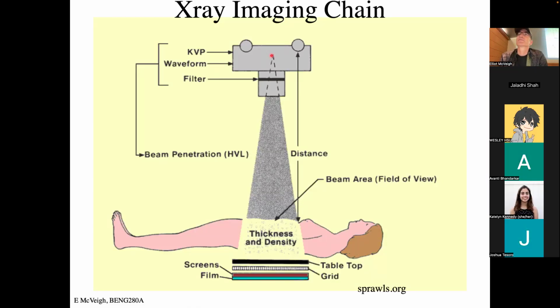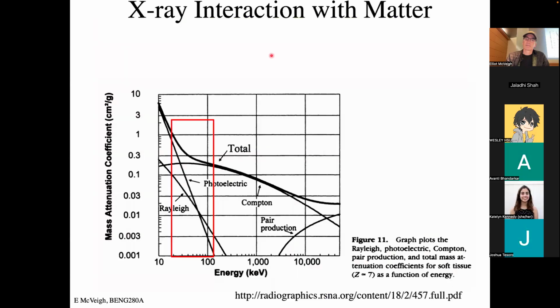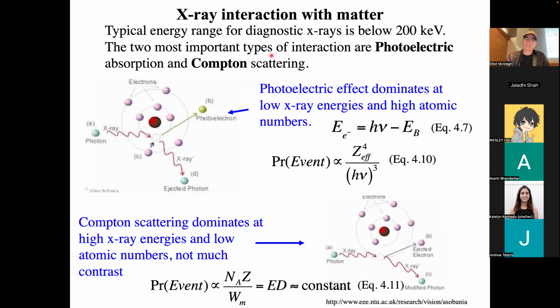Yeah, question? Question about 2 slides ago about the X-ray interaction with matter. I was wondering, it says on the screen that Compton scattering dominates at high or low atomic numbers, but it seems like the atomic number at the top is proportional to the amount of Compton scattering. Well, at low atomic numbers, it's saying Compton scattering. Where are we reading this? I'm sorry. Right here? I see. Not much contrast. Oh, okay.